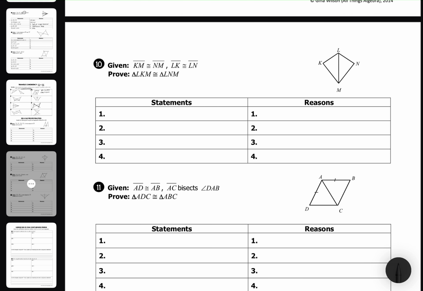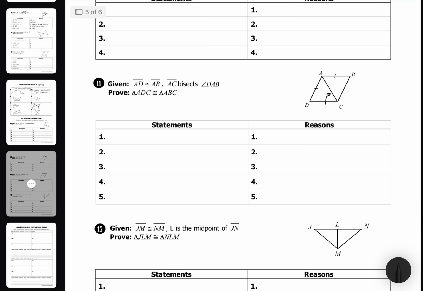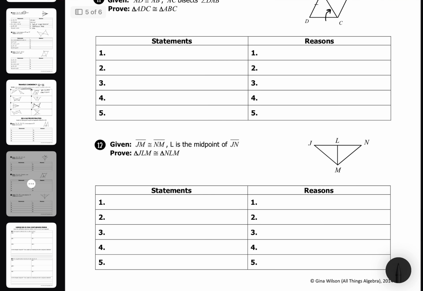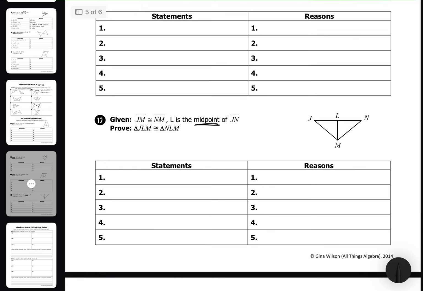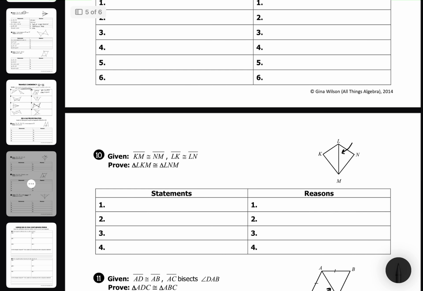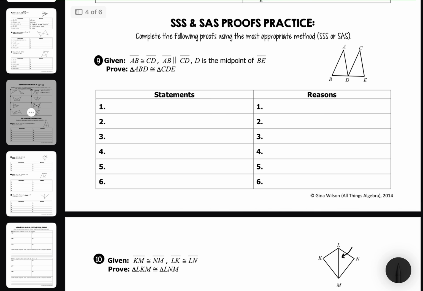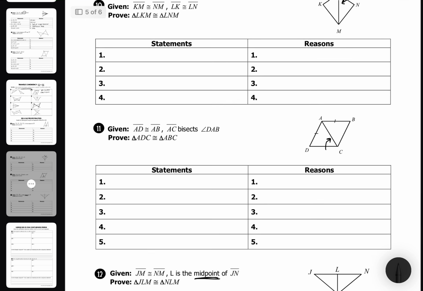Like for proof 10 over here, there's a chance that I might say something about LM being congruent to itself, right? That might be helpful. Over here, same thing, right? I have a shared side. Maybe that's going to be helpful. I don't know. We'll see. They're saying, hey, something is a midpoint. Okay, I want to use that. So use your clues. We should be able to accomplish these within the number of statements given here. All right, so work through that.